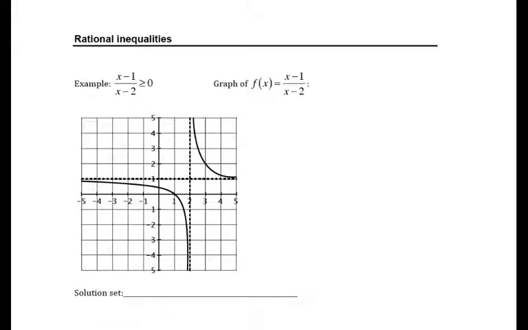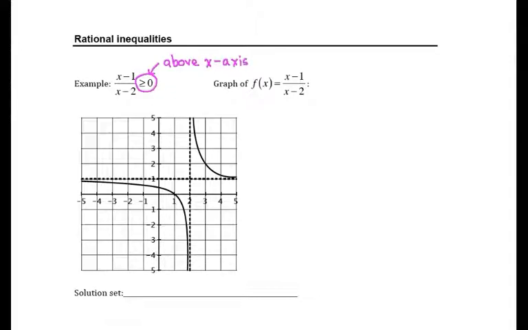Much like polynomial inequalities, the best way to understand rational inequalities is to start by looking at a graph. In this case, we have a graph of the function y equals (x minus 1) over (x minus 2), and we are interested in looking at where this is greater than or equal to 0, which we will interpret as above y equals 0 or above the x-axis.